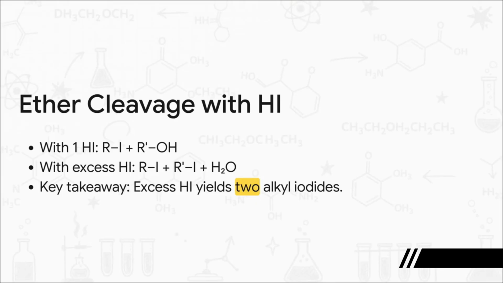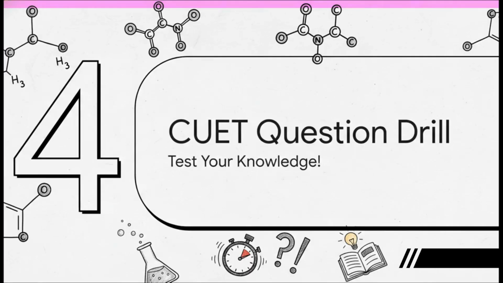So what actually happens when this bond breaks? Well, if you use just one equivalent of HI, you get an alkyl iodide and an alcohol. Simple enough. But, and I need you to listen really closely here, this is a classic CUET trick. If the question says you have excess HI, the story doesn't end there. The alcohol that just formed reacts again with more HI, turning into another alkyl iodide. The takeaway? Excess HI means you get two alkyl iodide molecules. Don't forget that.